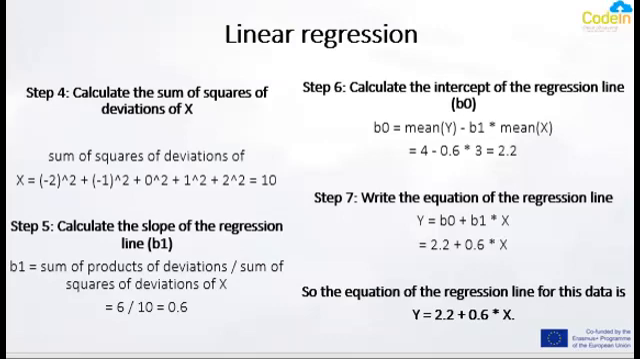Now that you have calculated the mean and deviation of X and Y and the sum of products of X and Y, it's time to take the next steps to understand the relationship between the two sets of numbers. The fourth step is to calculate the sum of squares of deviations of X. This step involves squaring each deviation in X and then adding up all the squares. This will give you a single number that tells you how much variation there is in X. In this case, the sum of squares of deviations of X is 10.